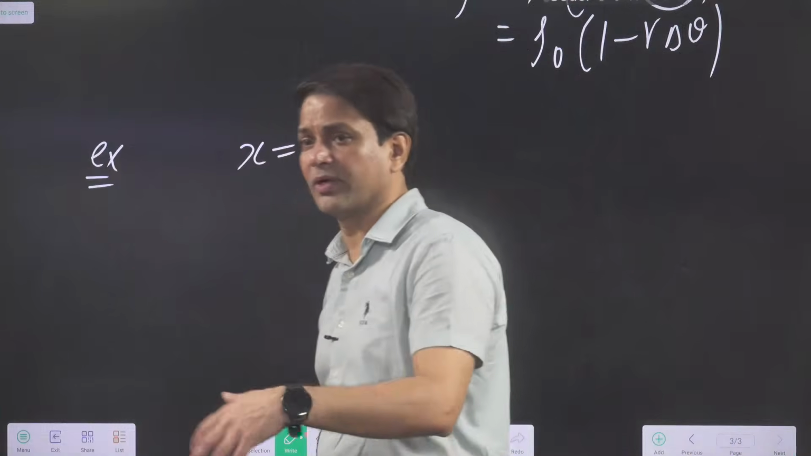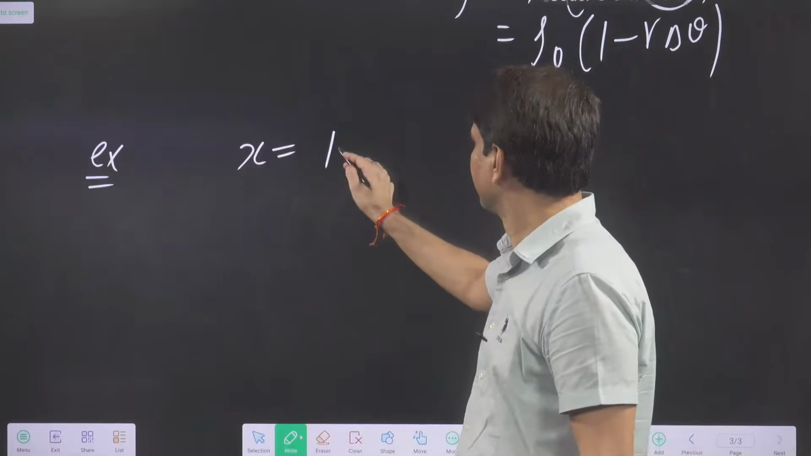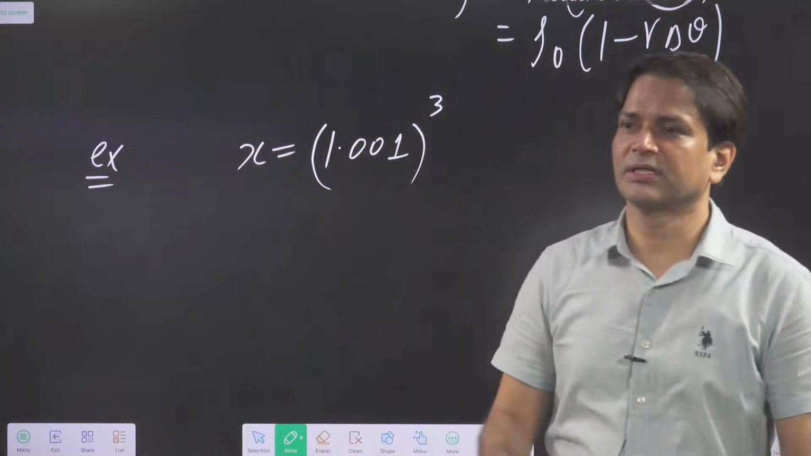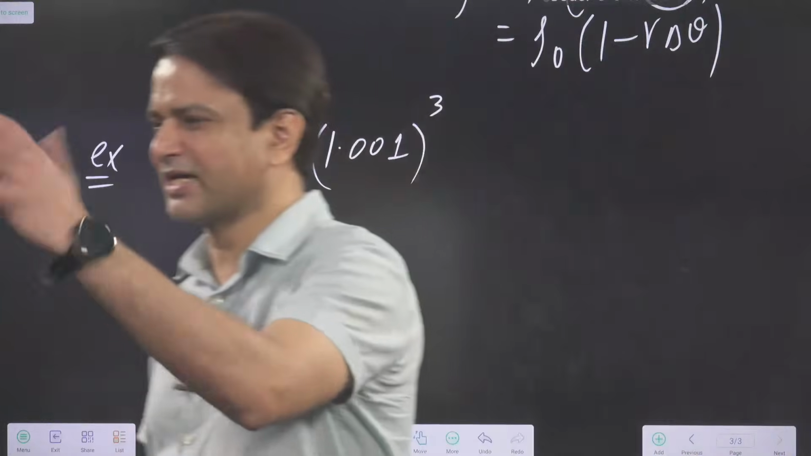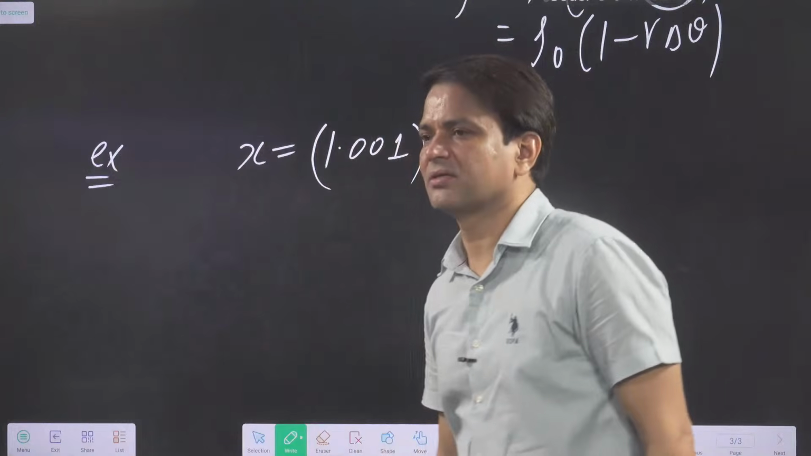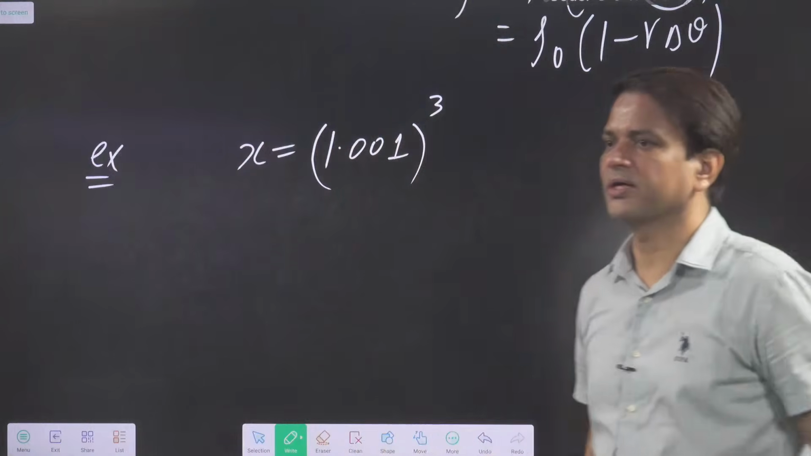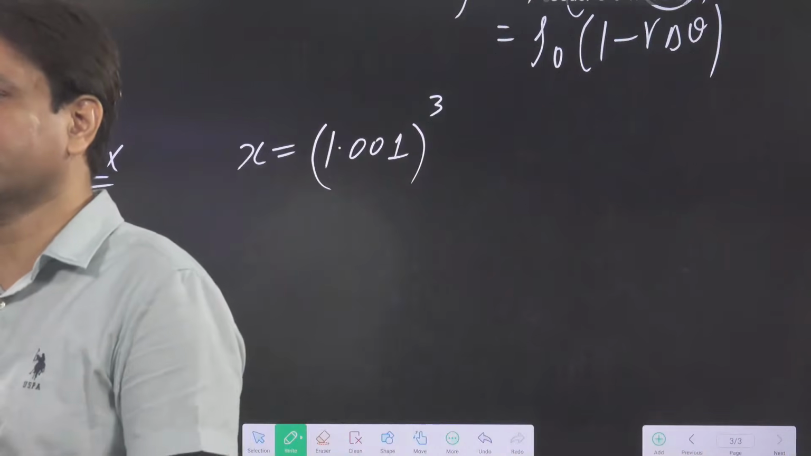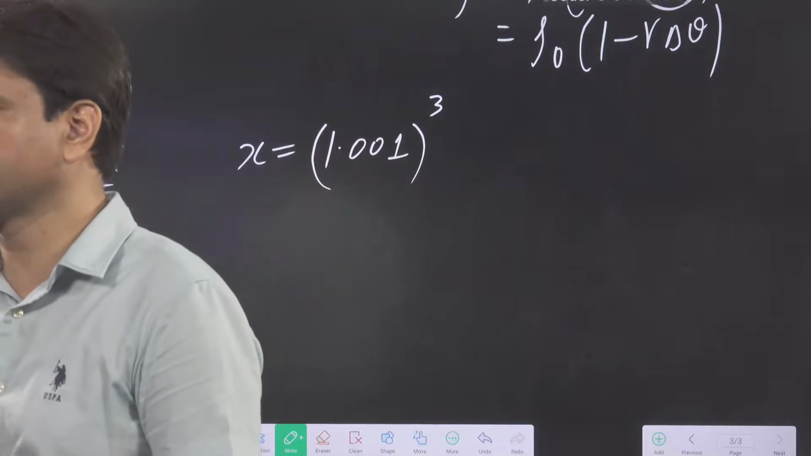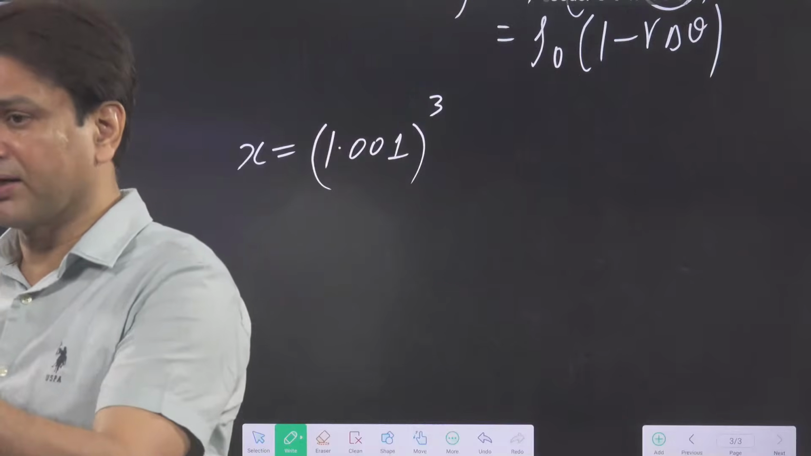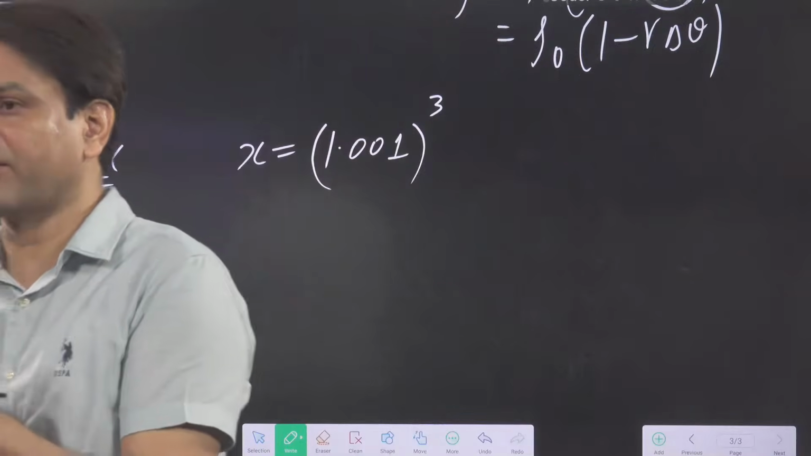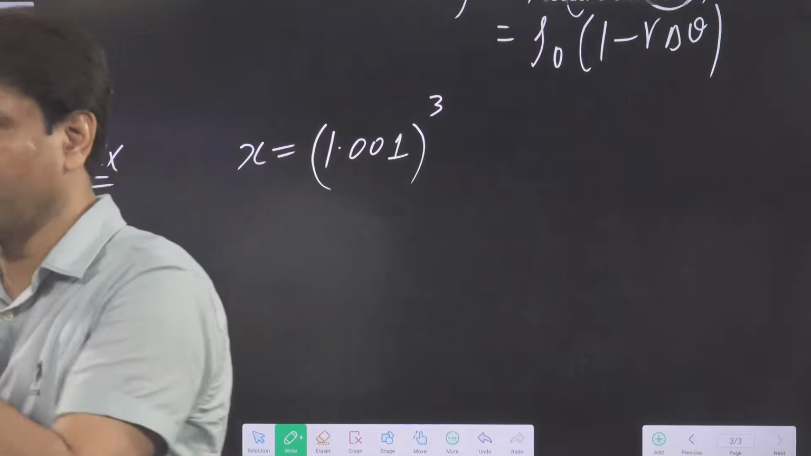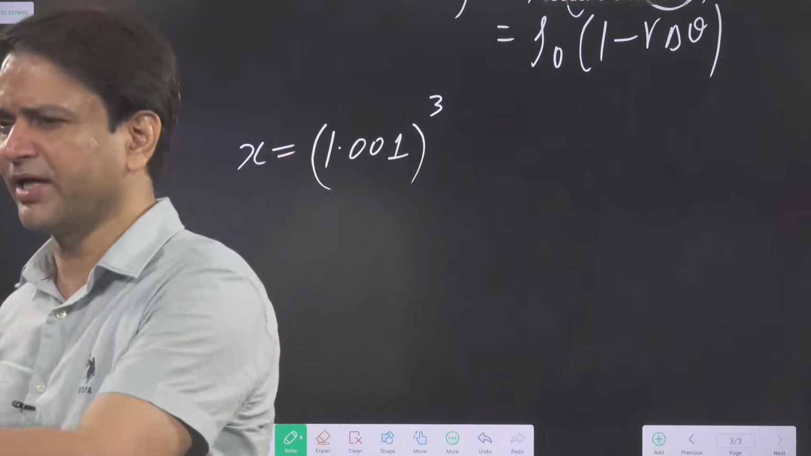This type of problem we get in units and dimensions. Suppose we require this value to calculate the error and all: 1.001 whole to the power 3. Then how will we find the value first? Let x be equal to 1.001 whole to the power 3. The first thing that comes to mind is to write 1.001 into 1.001 into 1.001 and then multiply. It will take time also.